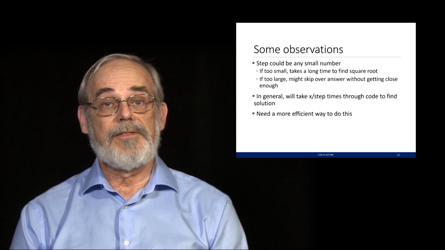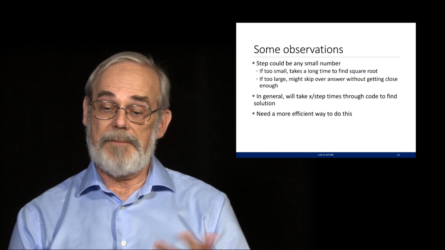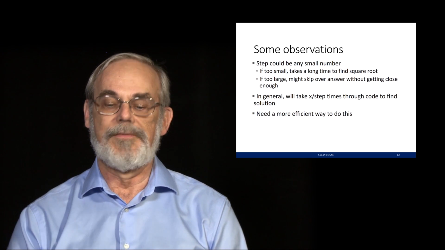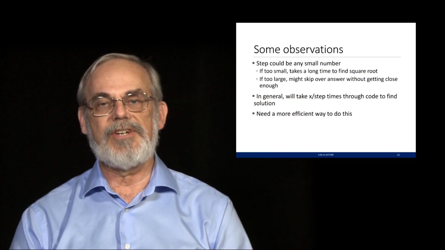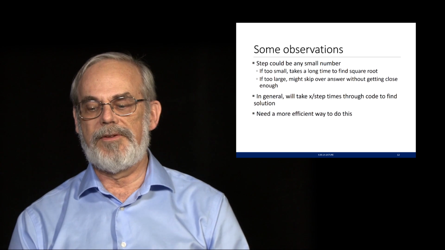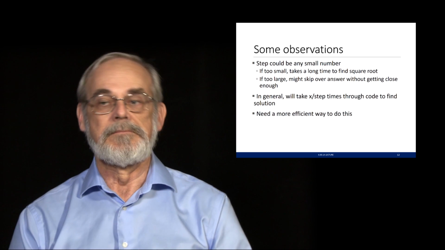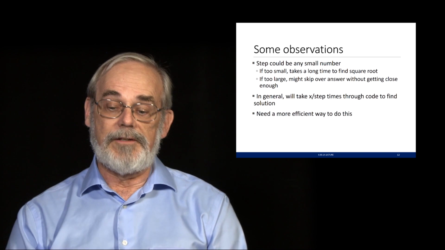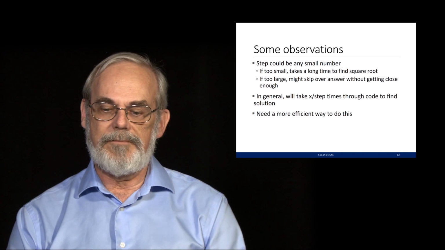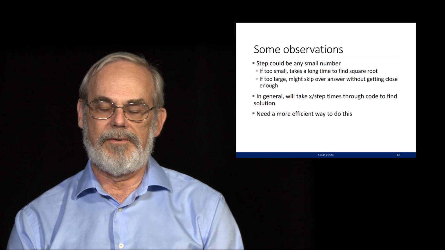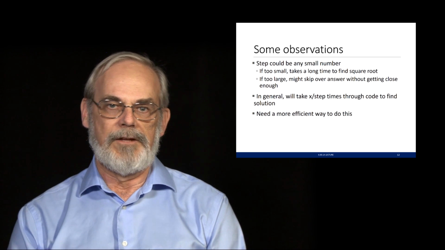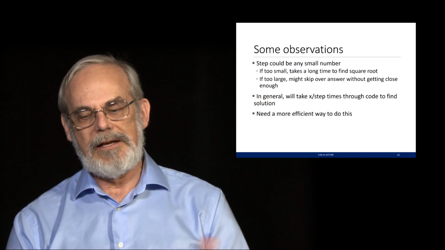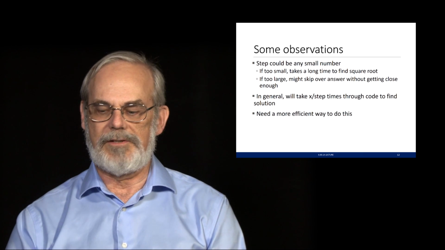So what can I say about this particular algorithm? The step could be any small number. If it's too small, it's going to take a long time. But as we just saw, if it's too large and I'm not careful, it could skip over the answer without getting close enough. At least in this case, I stop rather than running forever. In general, it's going to take x divided by step number of times through the code to find a solution. And so clearly, as I make steps smaller and smaller, it's going to increase the number of steps, and I'd like to find a more efficient way of solving this problem.